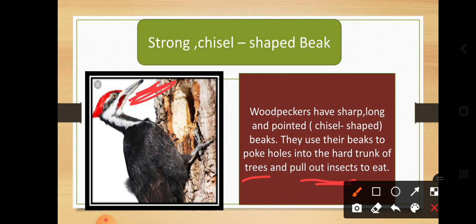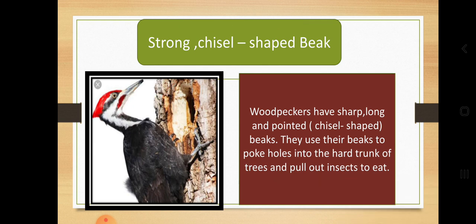So this is the woodpecker. Okay, so dear students, which type of beak do they have? They have a strong chisel-shaped, sharp beak. Okay, so here this is the strong chisel-shaped beak.